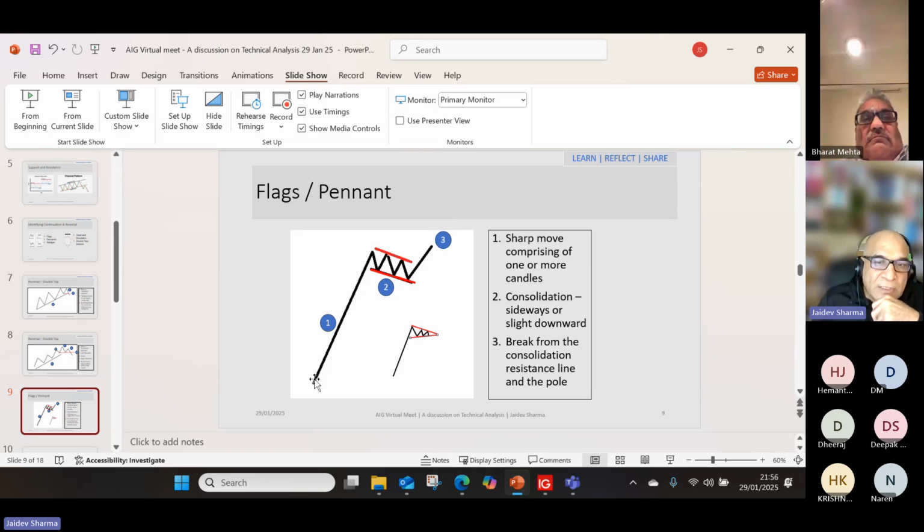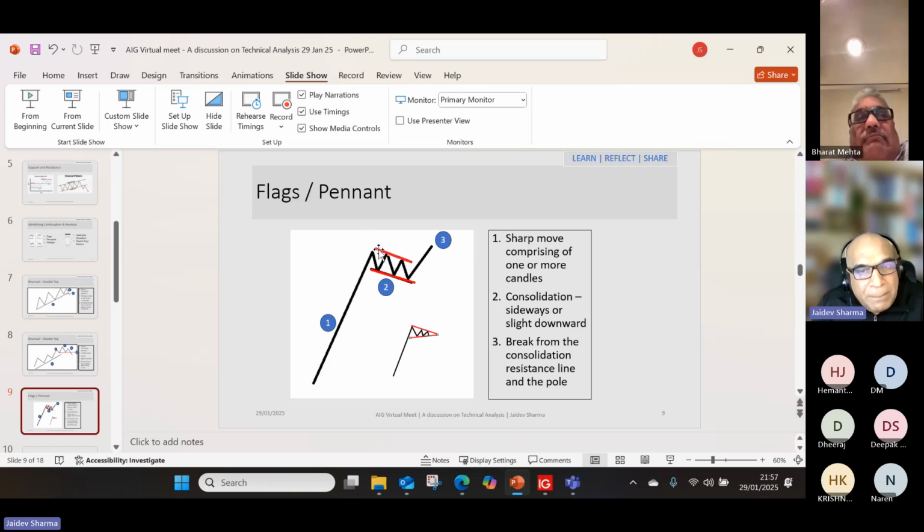A flag is almost like a pole, which is made by a sharp move comprising one or more candles. So a very sharp move followed by a consolidation, which is typically in the opposite direction of the pole. So it is slightly slanted downwards, but within a very narrow range. How do you define narrow? I think it is in relation to the size of the pole. It needs to look like a normal flag. Roughly less than 1/4 of the overall move. It could be parallel or it should be downward.